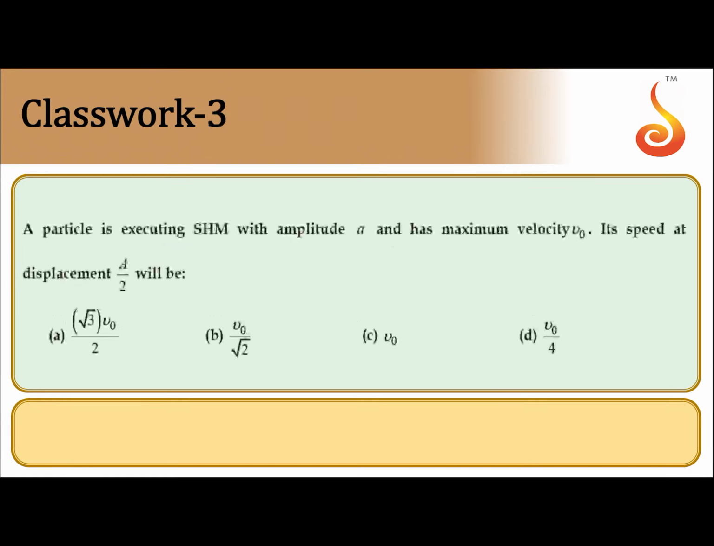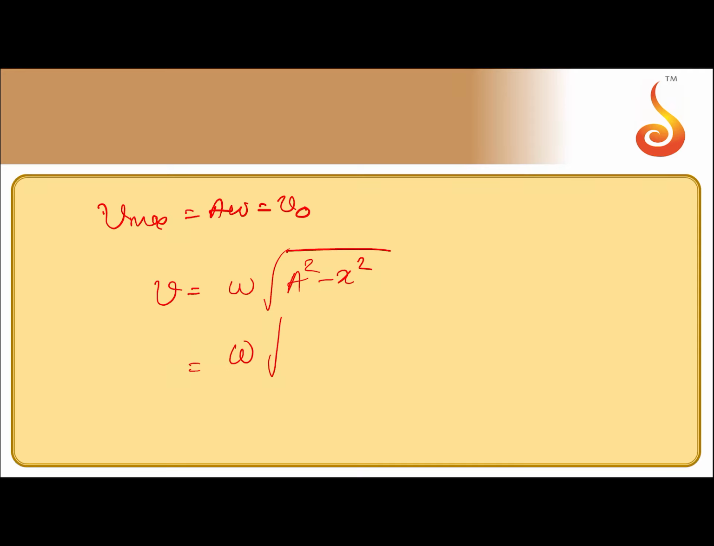Example 3. A particle is executing SHM with amplitude A and has maximum velocity v0. Its speed at displacement a by 2 will be. Okay. So notice that maximum speed is given as a omega, and that's given as v0. And we know that speed as a function of distance is given by omega root a square minus x square. So this is omega into root of a square minus half the amplitude, a square divided by 4.